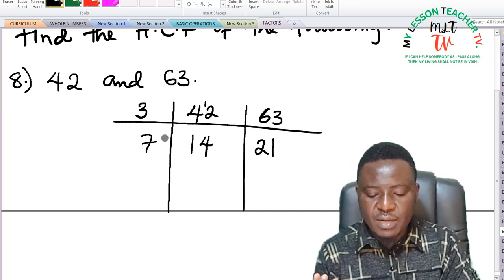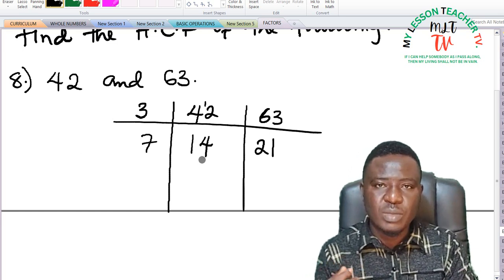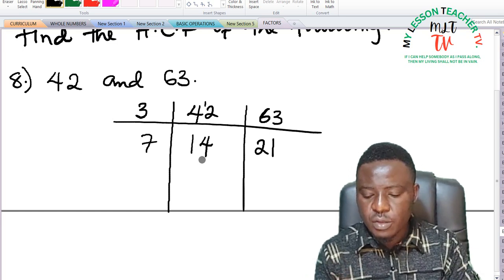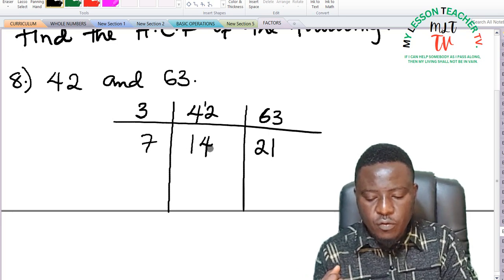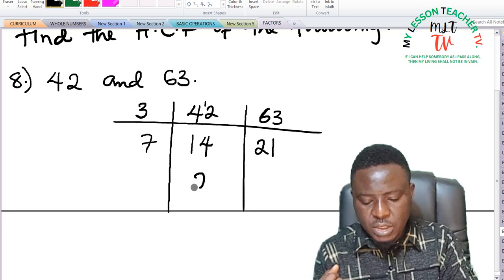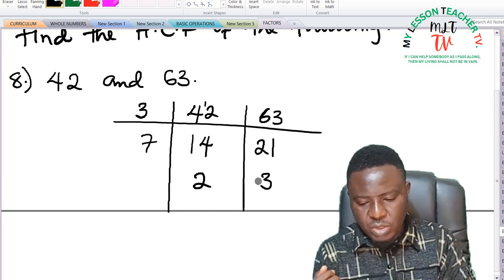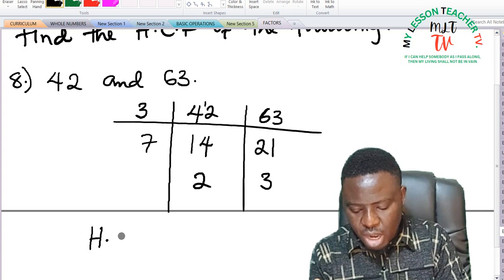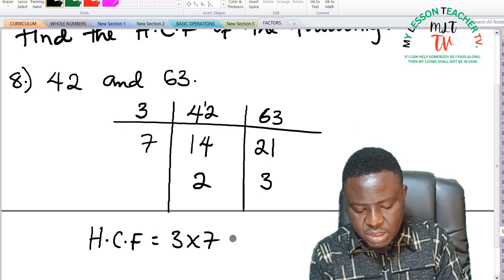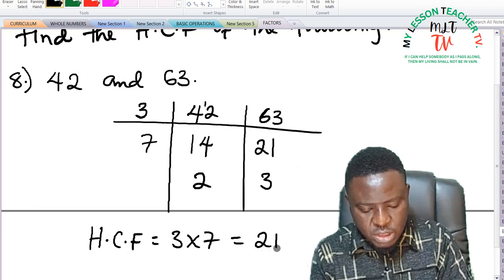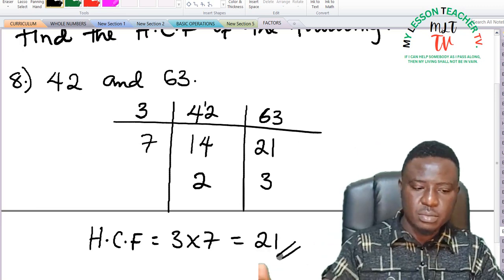Yes, 7 can divide because 14 and 21 are multiples of 7. So 7 into 14 is 2 times, and 7 into 21 is 3 times. So nothing else can divide. That leaves us with our HCF equal to 3 times 7, and 3 times 7 is 21.